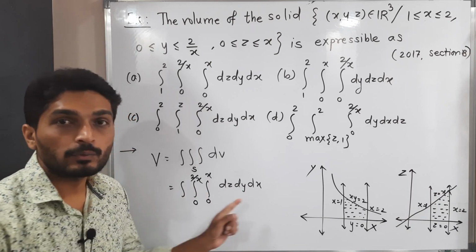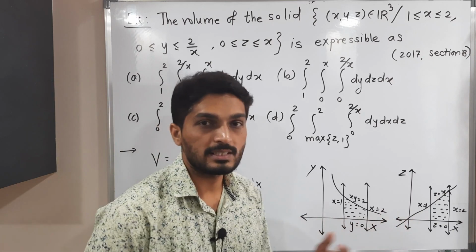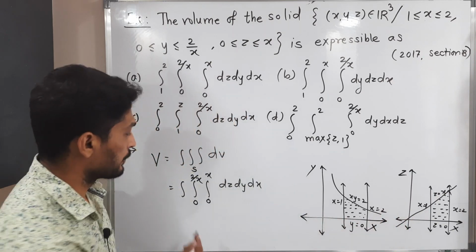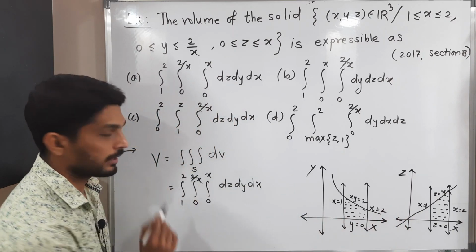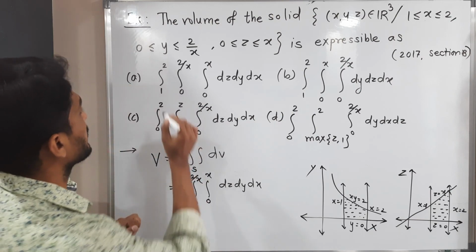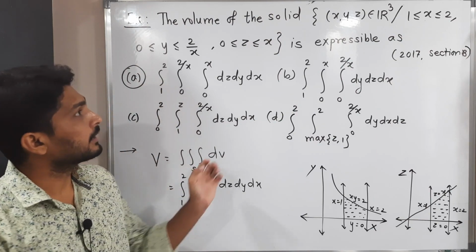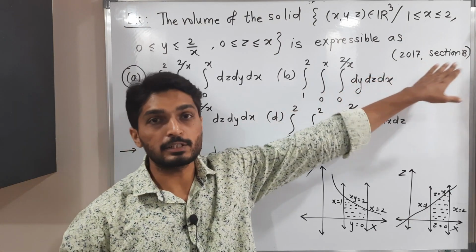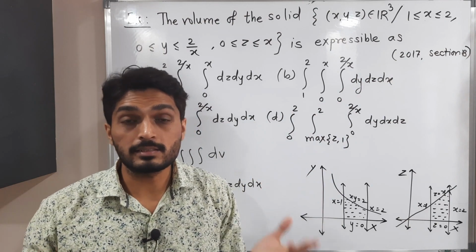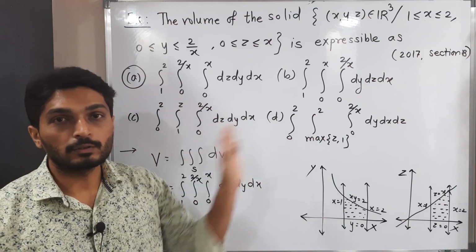At the end, we have to write limits of x. Obviously in both regions, x varies from always 1 to 2. So that means yes, the first option is correct. But as you know, this problem is asked in section B, which means multiple answers can be correct. So we need to think about the remaining options also.